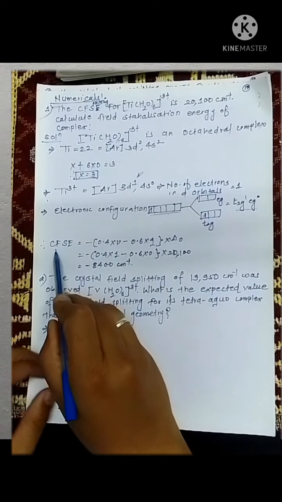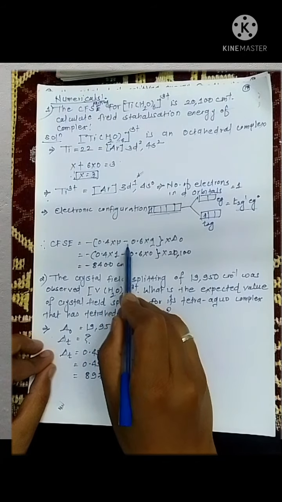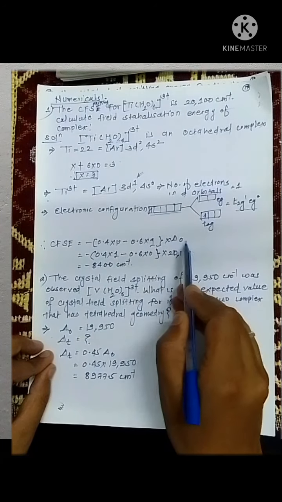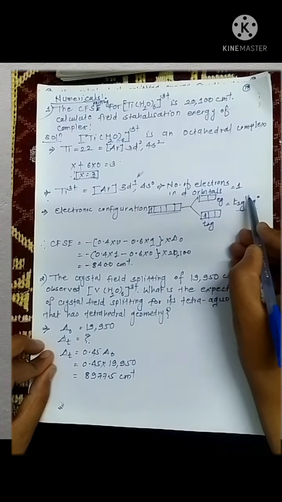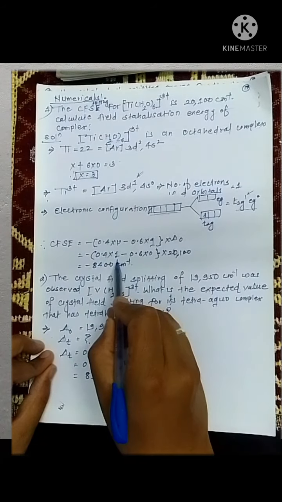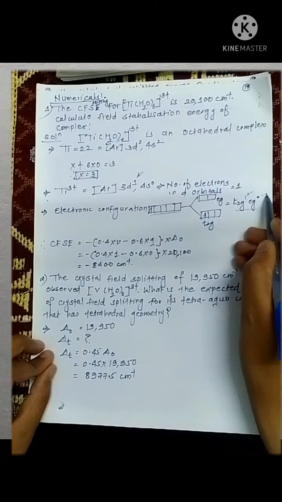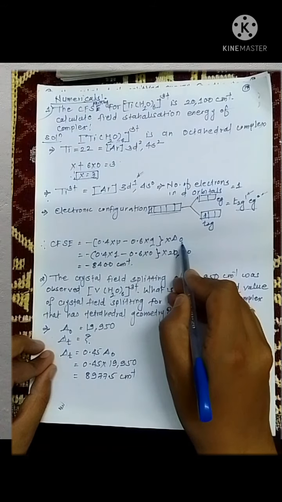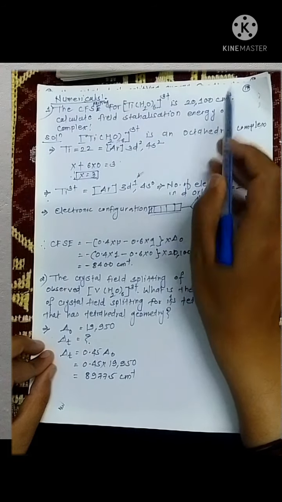So the formula of CFSE is CFSE equal to minus, in brackets, 0.4 multiplied by p minus 0.6 multiplied by q, multiplied by delta octahedral, because it is an octahedral complex. We know that in the T2g orbital the number of electrons is 1, so 0.4 multiplied by 1 minus 0.6 multiplied by 0. Why is it 0 here? Because the number of electrons in the Eg orbital is 0, multiplied by delta octahedral, which is given as 20,100 centimeter inverse.